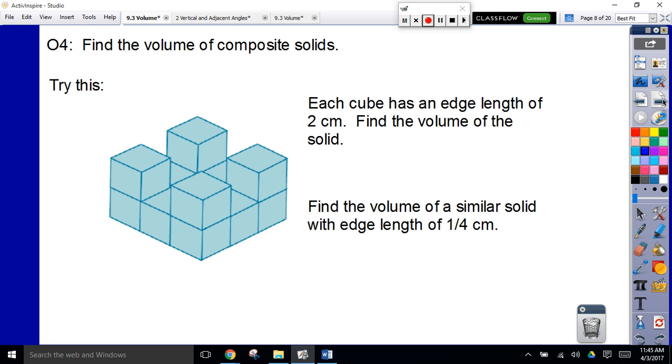So it says that each cube has an edge length of 2 centimeters. So what is the volume of just one cube? Bryant?